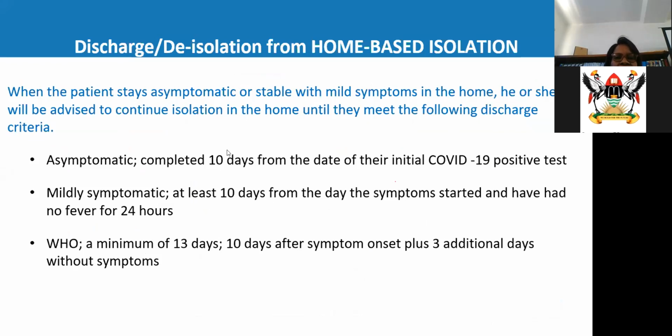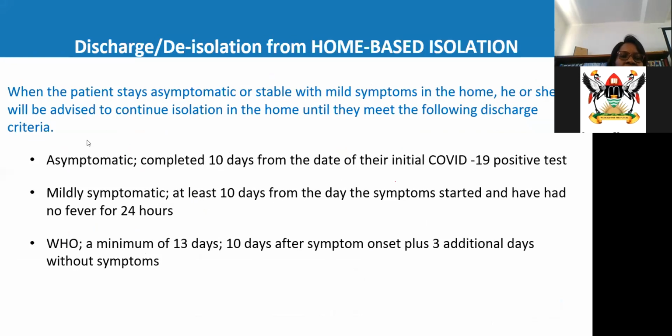So once a patient has been in the home-based care setting, how do we decide to discharge them? We can discharge or de-isolate a patient from home-based care if the patient stays asymptomatic or stable with mild symptoms in the home. They will be advised to continue the isolation in the home until they meet the following criteria.